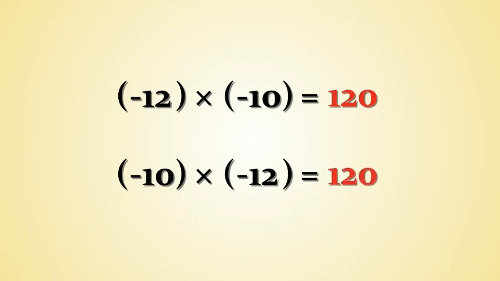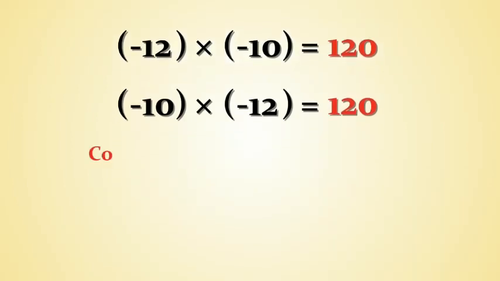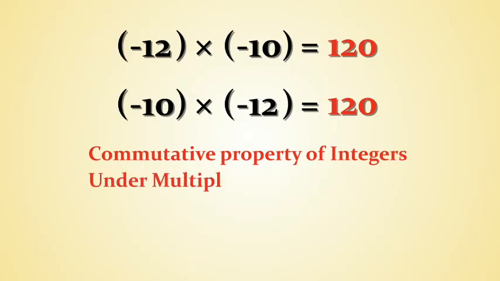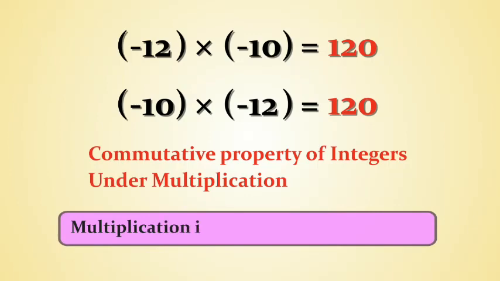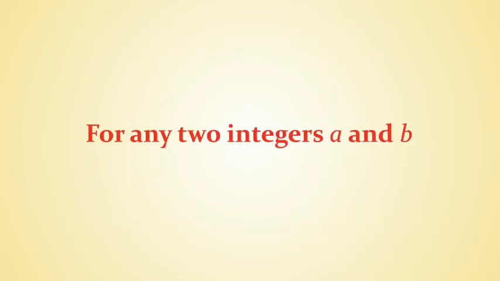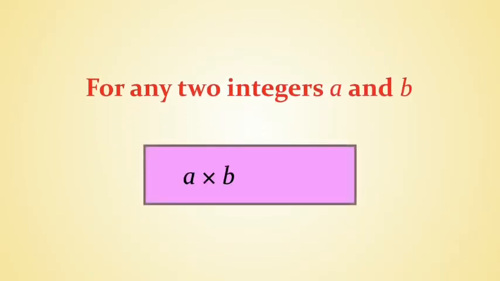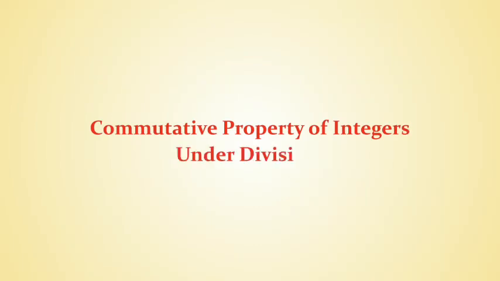We notice that in both the cases the answer is the same, even when we change the order of the numbers that are being multiplied. This is the commutative property of integers under multiplication. Hence, we can say that multiplication is commutative for integers. In general, for any two integers a and b, we can say that a into b is equal to b into a. Let's proceed towards the commutative property of integers under division.